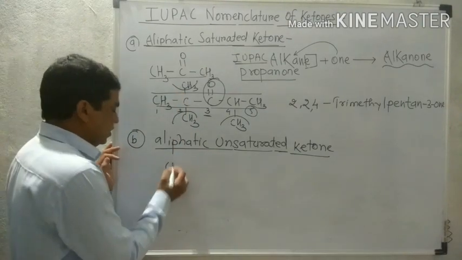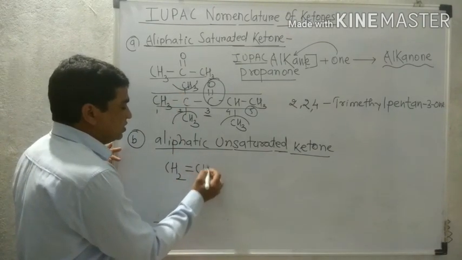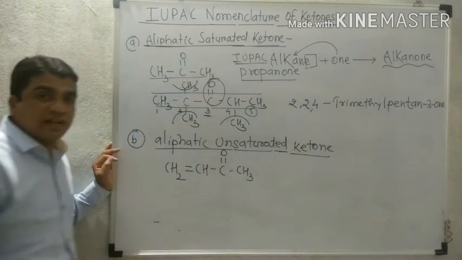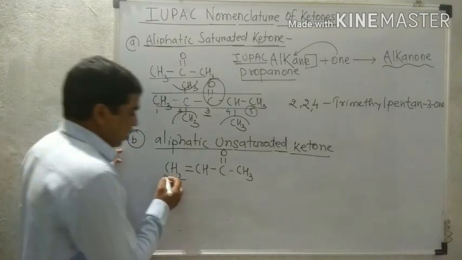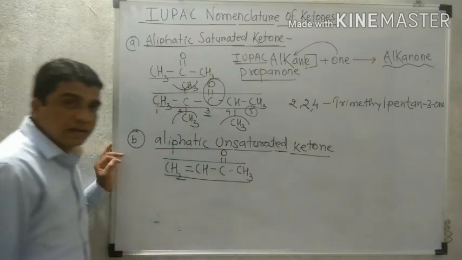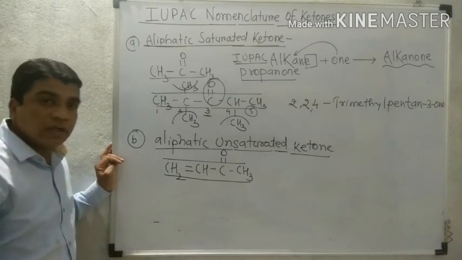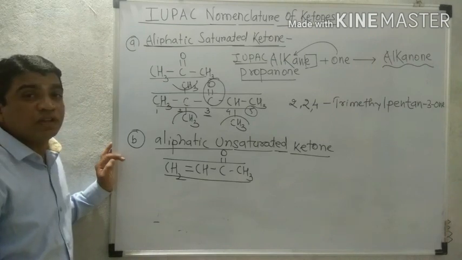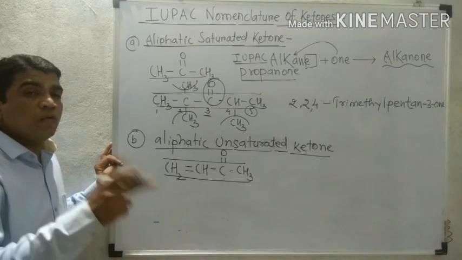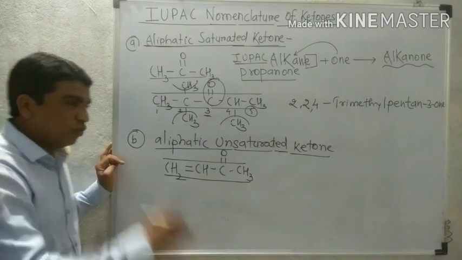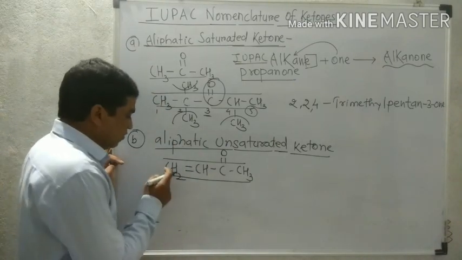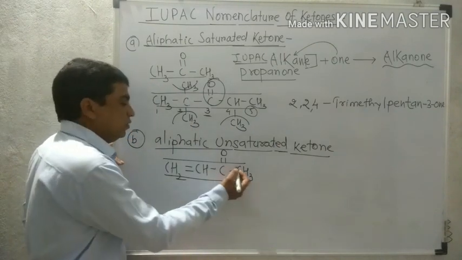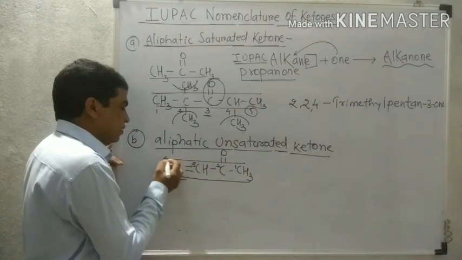For example, CH2=CH-C(=O)-CH3. This is our first example. First, we want to select the longest continuous chain of carbon, similar to the previous structure. Then we give the number to the carbon chain from that end which is nearer to the C=O group, like the previous structure. From this carbon 1, 2, 3, the C=O is located at the third carbon, and from this end second. So therefore, this is the way of numbering.